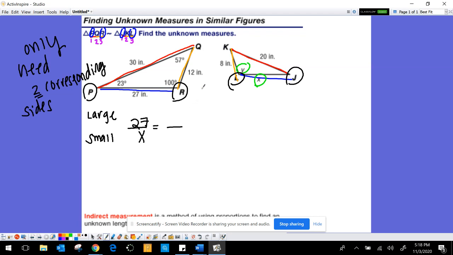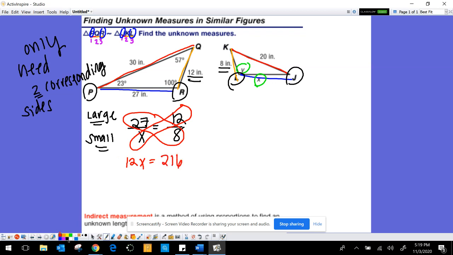Now we'll pick another pair of corresponding sides. Let's do the oranges. So we'll do 12 and then 8. So 12 is from the large shape and 8 is from the smaller. Now I'm going to cross multiply and divide. When you cross multiply, you kind of make like an X, and you're going to multiply the numbers in the loop here. So I have 12 times X here, which is 12X. And then multiplying these two numbers, we have 27 times 8. So we're going to take 27 and multiply it by 8, and that'll give us 216.